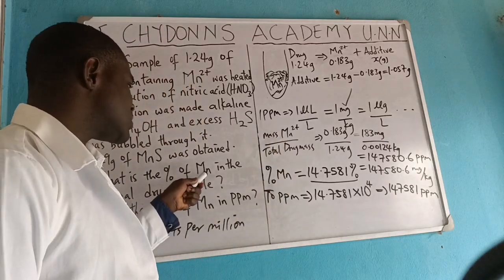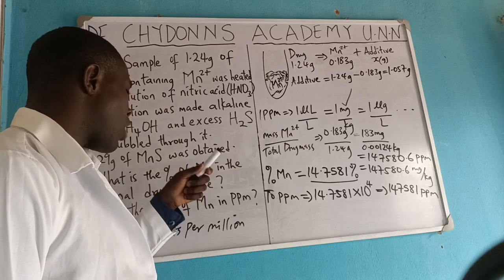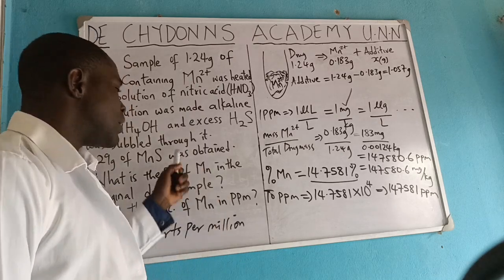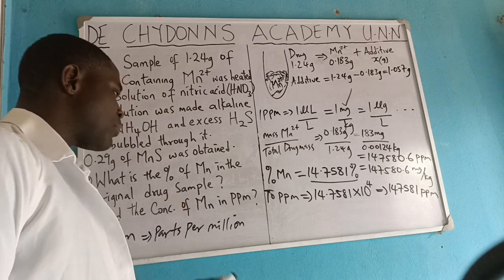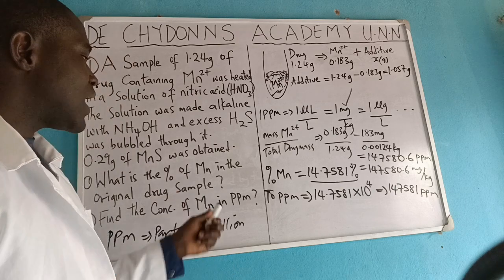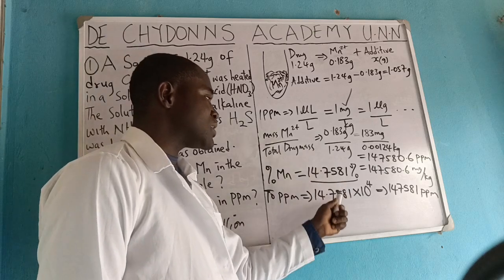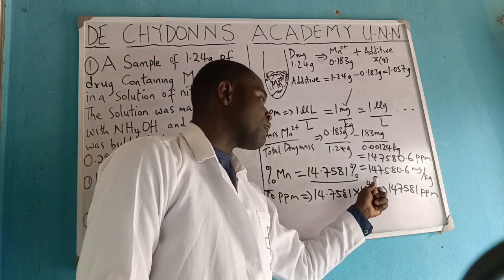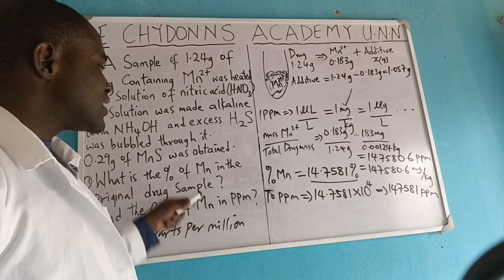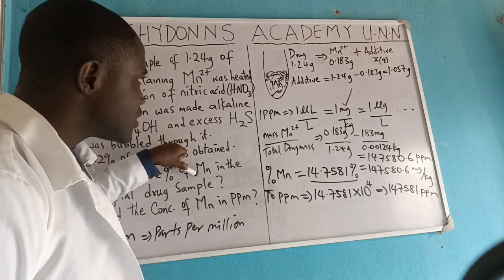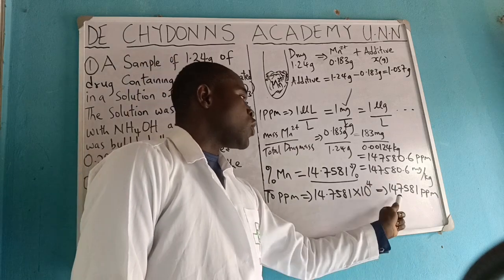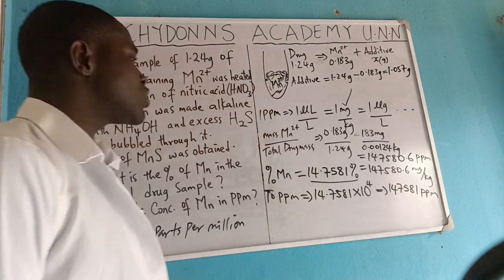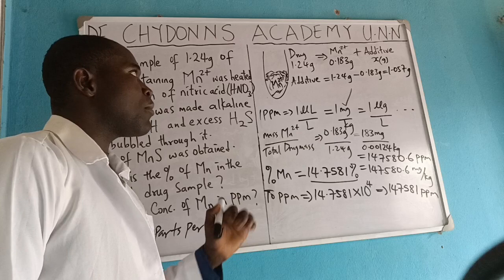Or you get the percentage of that substance, of that cation or anion in the drug sample, or the percentage of that adulterant in that sample. Once you get the percentage of the adulterant in the total sample, multiply by 10 raised to the power of 4, and you have it also in ppm. So that is how to solve this problem on practical chemistry.